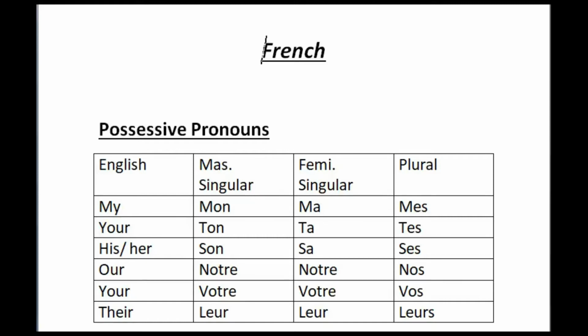In today's French lesson, we are going to do possessive pronouns in French. Our possessive pronouns are my, your, his, her, our, your, their, etc. In English, if it's my, we just say my. If it's your, his, her, our, your, their, we simply say these words. We don't differentiate the words if it's masculine singular, feminine singular, or plural. We just say them. But in French, the case is different.